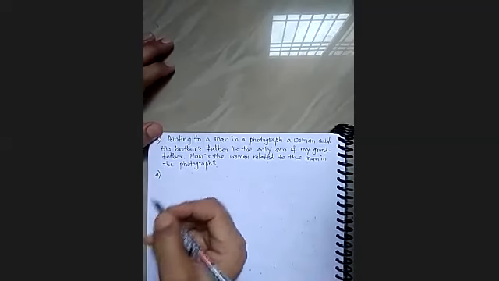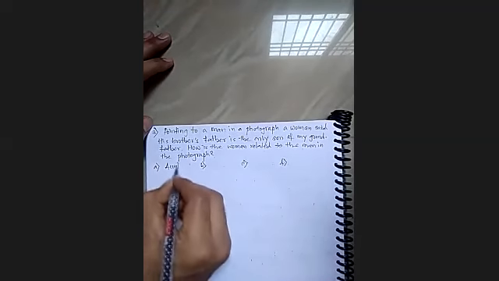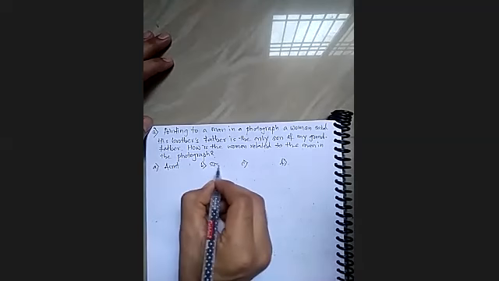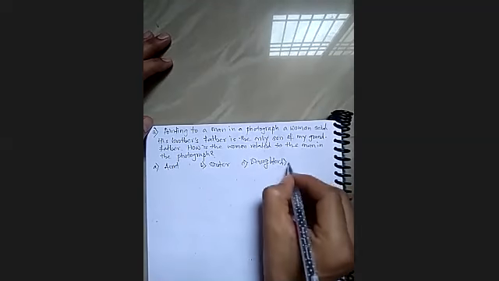Your options are A, B, C, D. I guess it's a good approach, right? So your options are aunt, sister, daughter, and mother. So what is your answer?